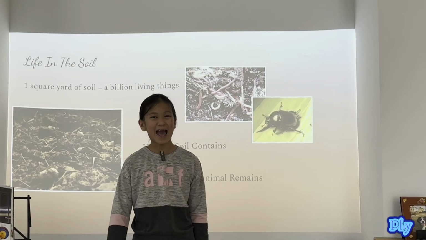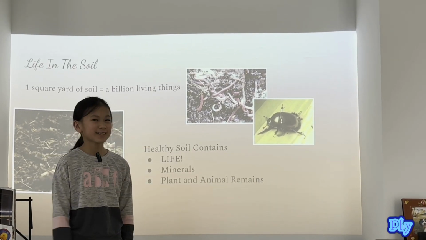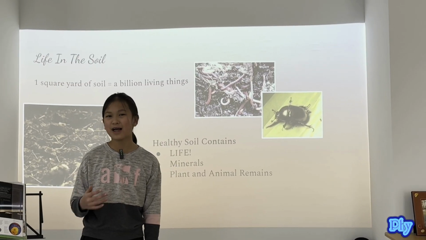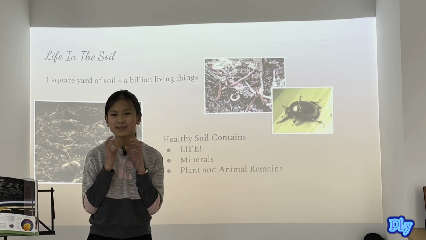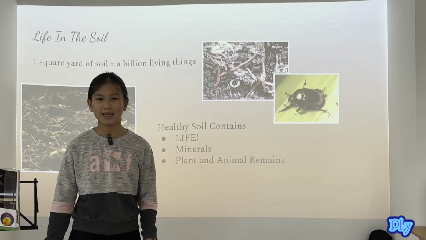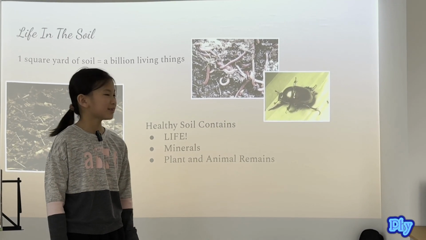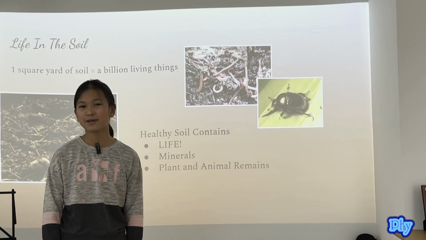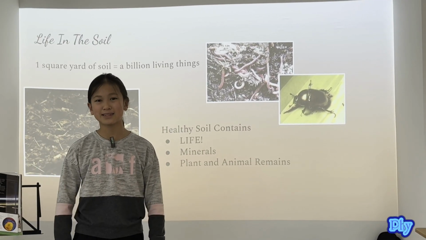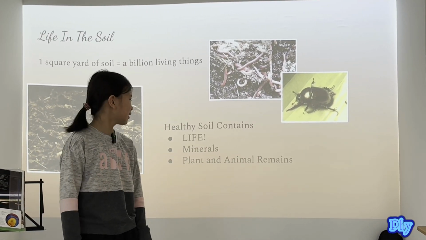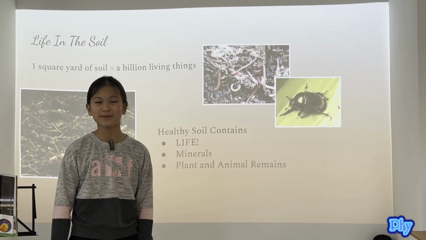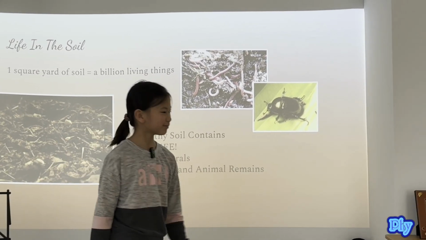These are the healthy aspects of soil. First, healthy soil contains life because life will help the soil to combine the nutrients and produce more animals living in it. Then there's minerals. In order for healthy soil to thrive and grow plants, it needs minerals. Lastly, there's plant and animal remains. This will help the soil to stay healthy.